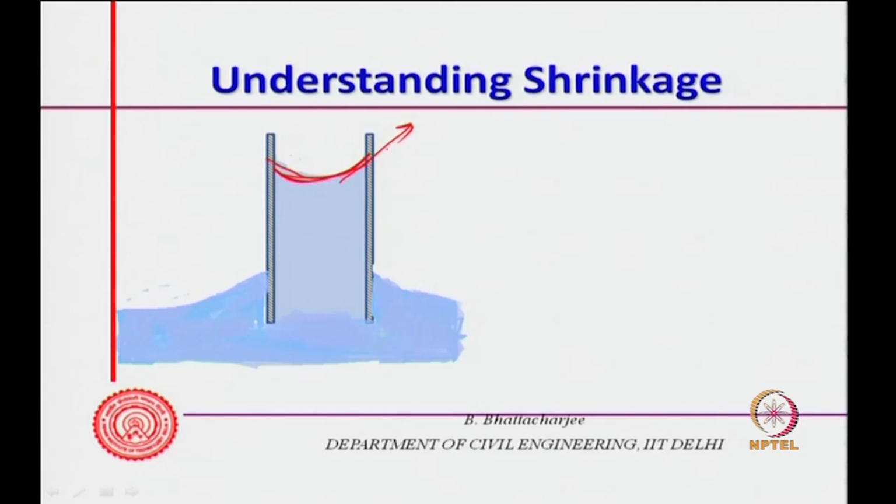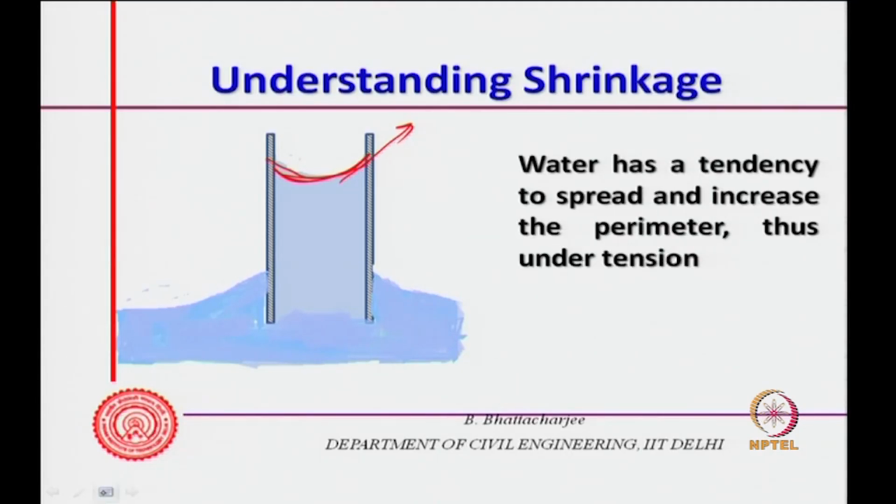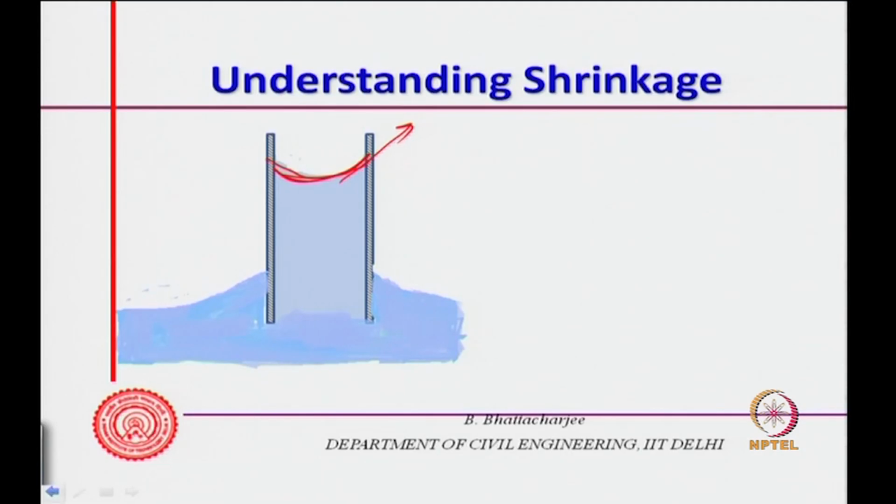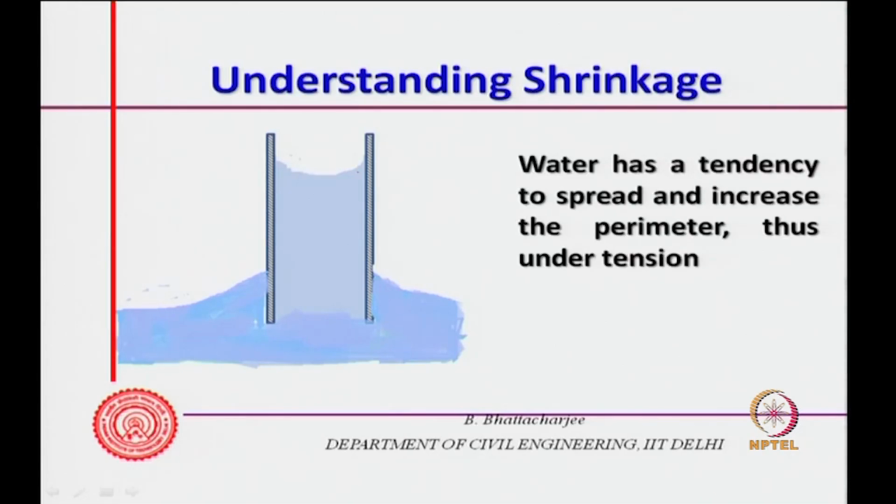Now, a tension would exist here. Water has a tendency to spread. It will try to spread along this direction. So, if it tries to spread, the radius would like to increase, its perimeter will like to increase. In other words, there is a tension acting in the water. This tension is maximum just at the bottom of the meniscus and gradually reduces down up to the surface of the water outside.